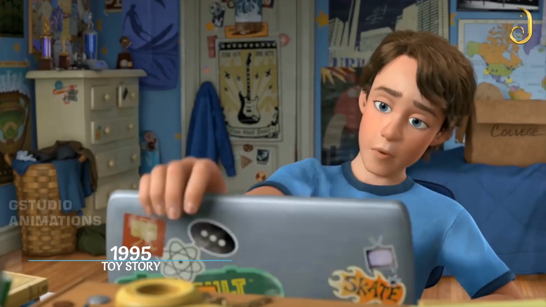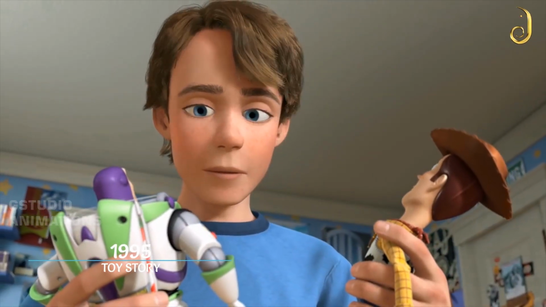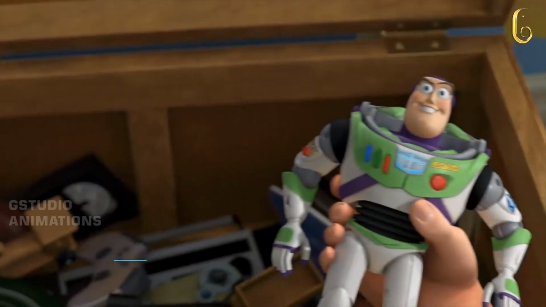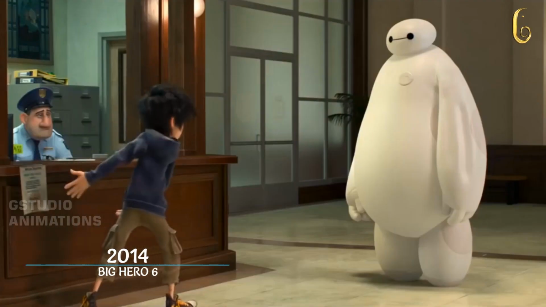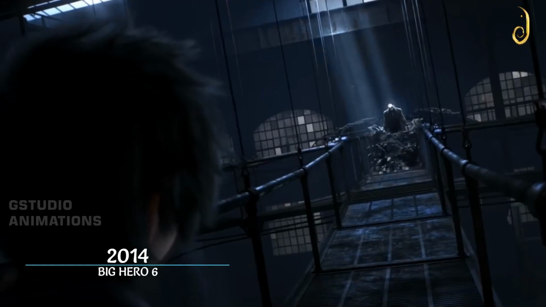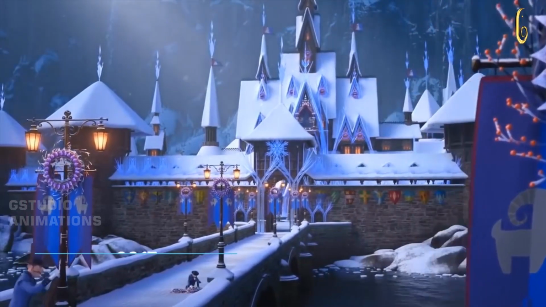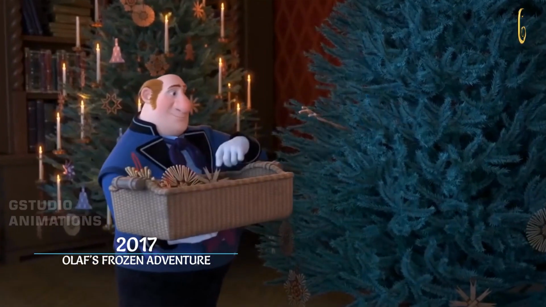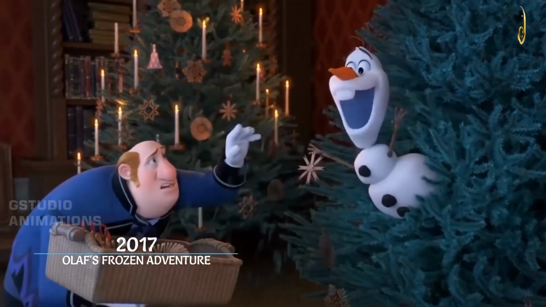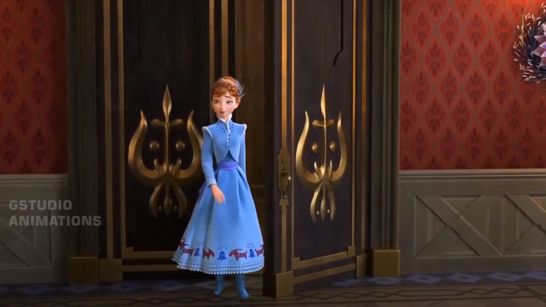1995, Toy Story. Toy Story, the first fully computer-animated feature film, was released. 2014, Big Hero 6. Big Hero 6 is the first Disney animated film to feature Marvel Comics characters. 2017, Olaf's Frozen Adventure is a 2017 American 3D computer-animated featurette produced by Walt Disney Animation Studios and released by Walt Disney Pictures.